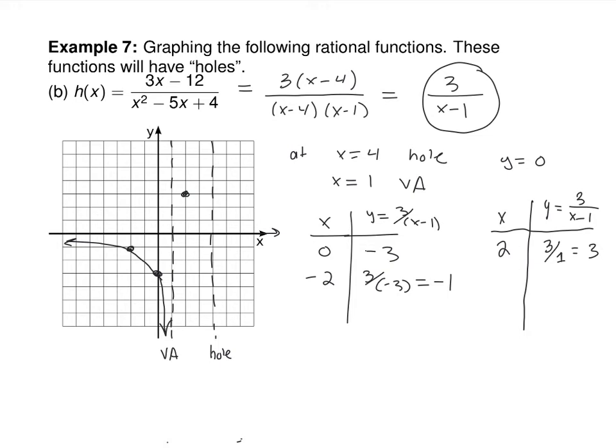4 would work out nicely if we could plug it in, but here's what you can do. You can put an open circle there. You'd have 3 over 3, which is 1. But technically, you can't plug in 4, so you have to just put an open circle where that number would be if you could plug it in. And so there's your picture.